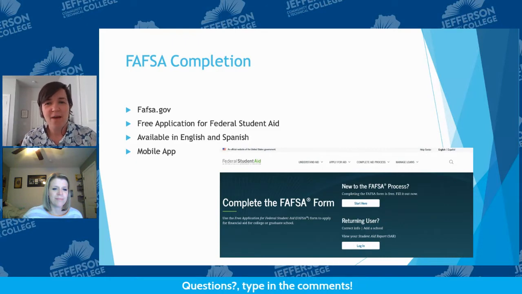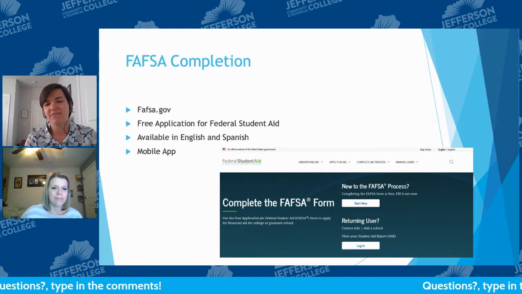There's also a mobile app on your telephone that will allow you to get to studentaid.gov and complete the FAFSA as well.